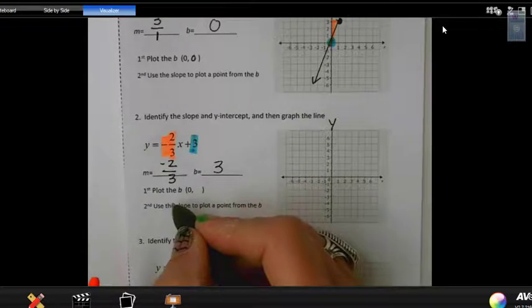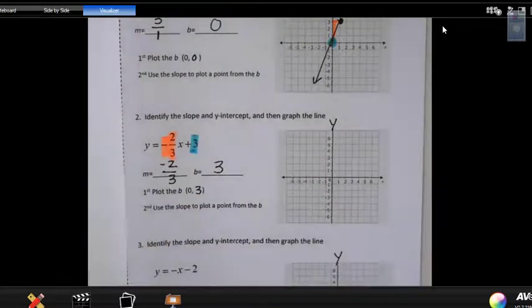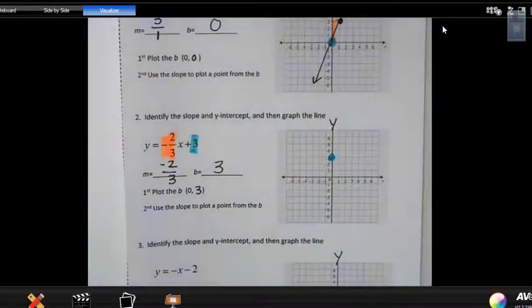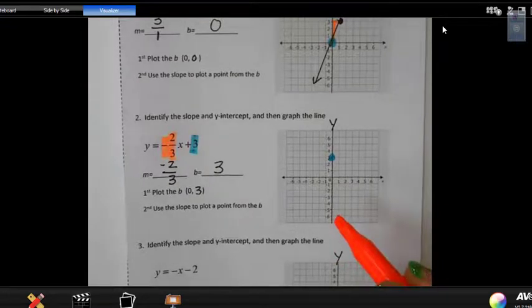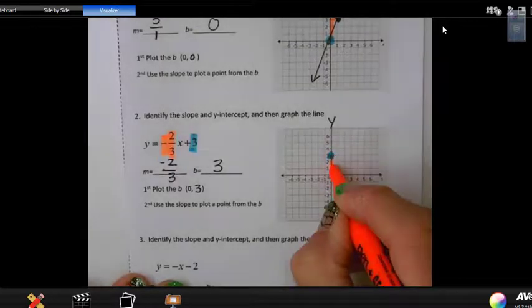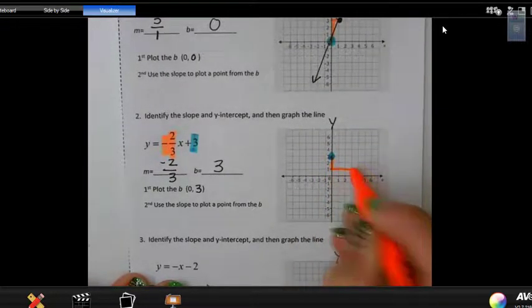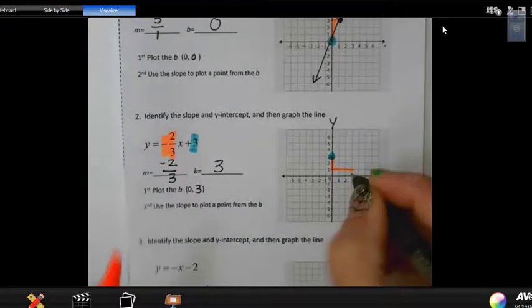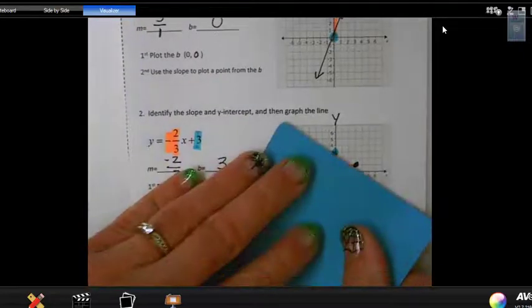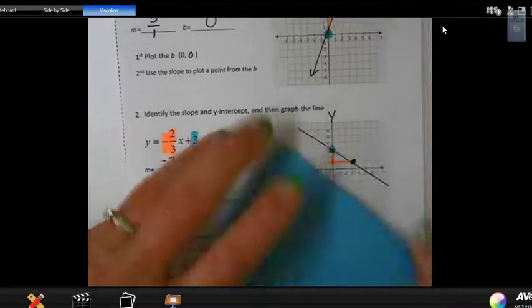So the first thing we're going to do is plot that y-intercept. It's an ordered pair, 0, 3. I'm going to use my blue. Okay, there's 0, 3 on the y-axis. Use my orange to plot another point from that y-intercept. Down 2, because it's negative, always go to the right because it is positive. So down 2, to the right 3, plot a point, draw the line. And arrows.